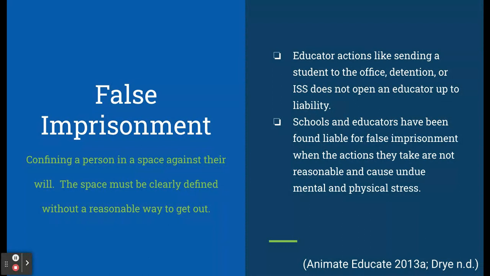What can open an educator up to liability is when the actions that schools take are not reasonable and they cause undue mental and physical stress. Some of the examples that were provided in the resources were duct taping a student's mouth shut, locking them in a closet, and tying them to a chair. And I would hope that I don't have to say that none of those are acceptable in any way.